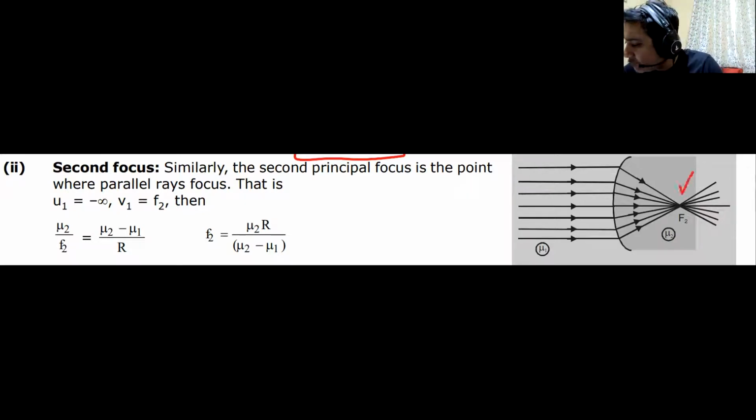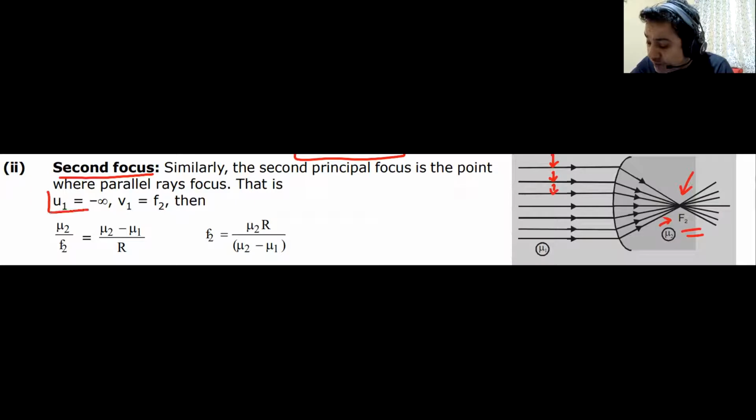You can see F2. Can you see F2? Rays of light are coming parallel. If they are parallel, that means they are coming from infinity. Object is at infinity. Where is the image formed? Yes, bacha, the image is formed at the second principal focus. Do we understand this? Yes, sir. This statement or this point is known as the second principal focus.